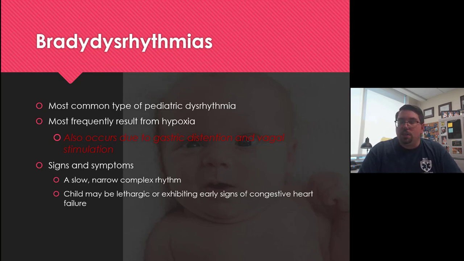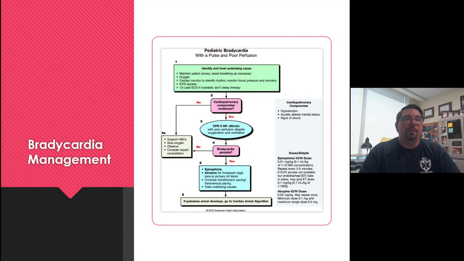Your signs and symptoms are going to be a slow, regular, narrow complex rhythm. The child may be very lethargic or experiencing early signs of congestive heart failure, especially with the early onset of bradycardia. Again, this is a little bit older of an algorithm. Again, reference your ECC flip guide, but it will get us to where we need to go. We need to identify and treat the underlying cause.